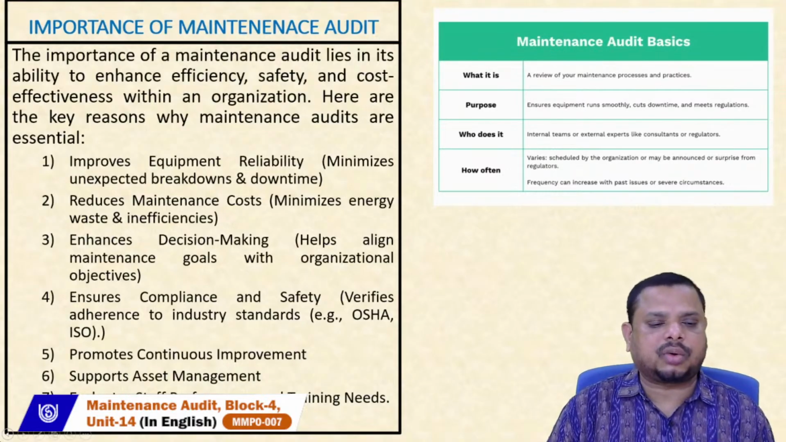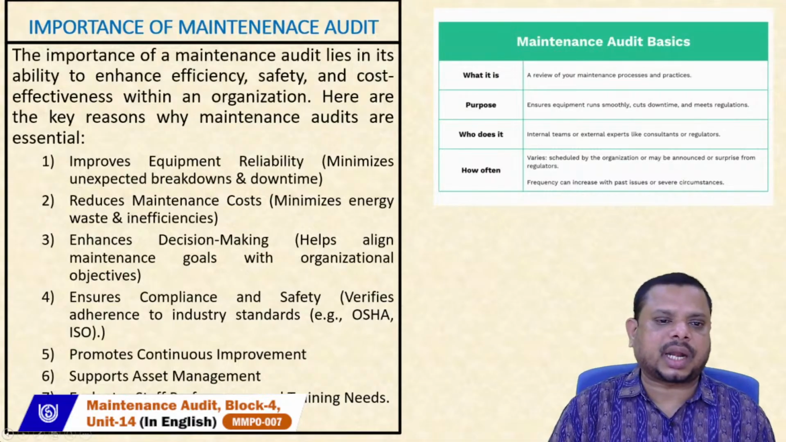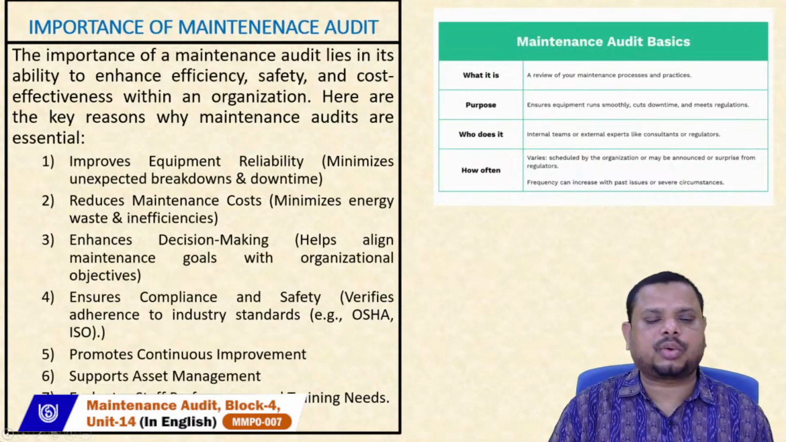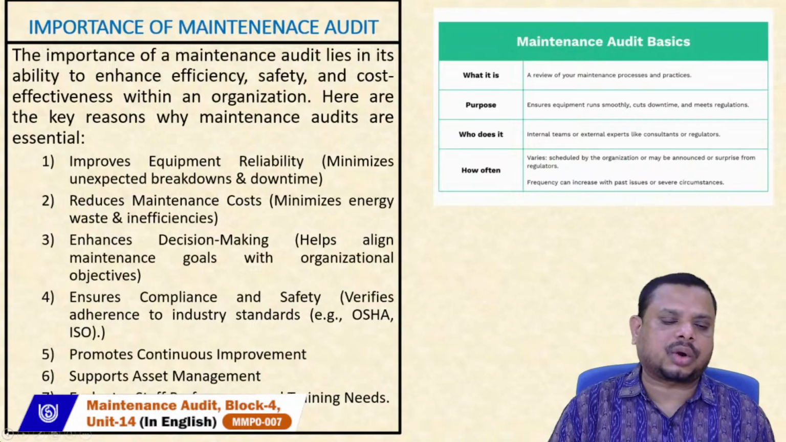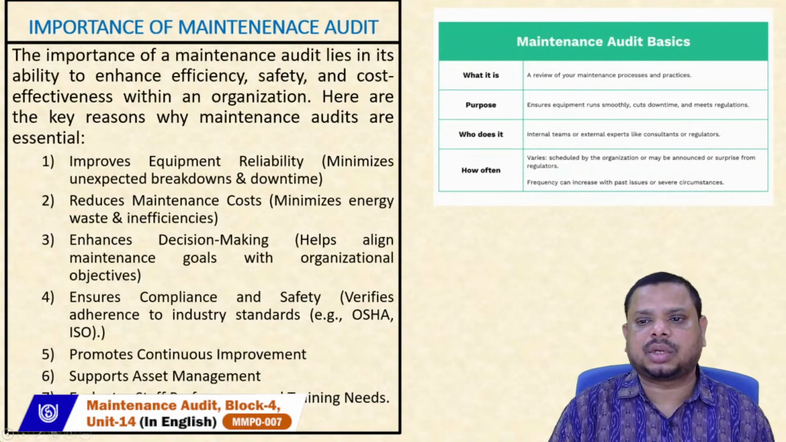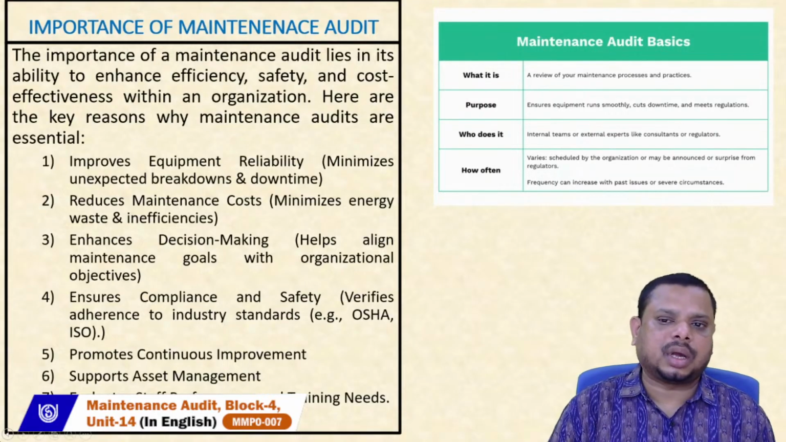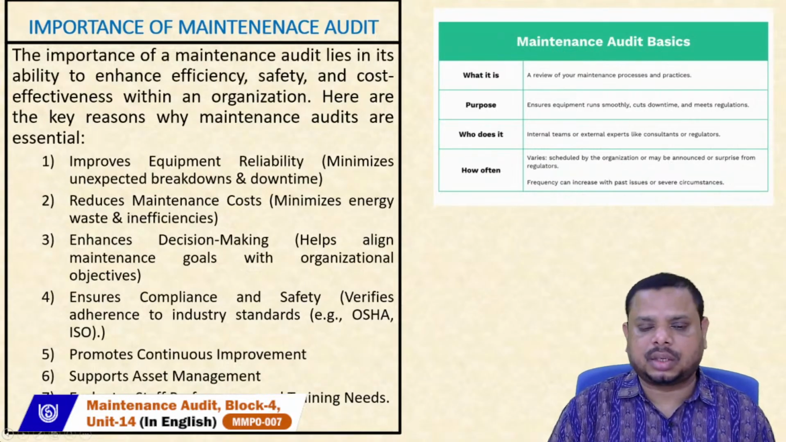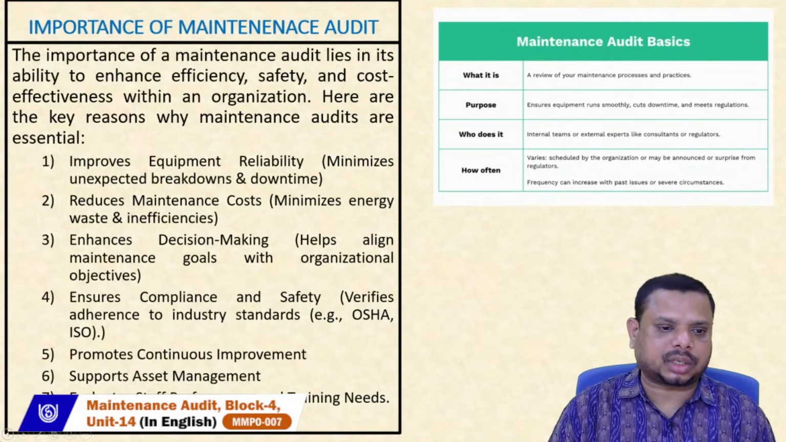The third one is enhance the decision making. With the help of this maintenance audit, there is one of the most important areas: criteria for improvement. Whenever you conduct the maintenance audit, it provides the criteria to align the maintenance goals with the organization objectives. So what are the maintenance goals? Reduce the downtimes, meet the regulations, and equipment should run very smoothly so that maximum production is achieved and the quality of the product is enhanced.